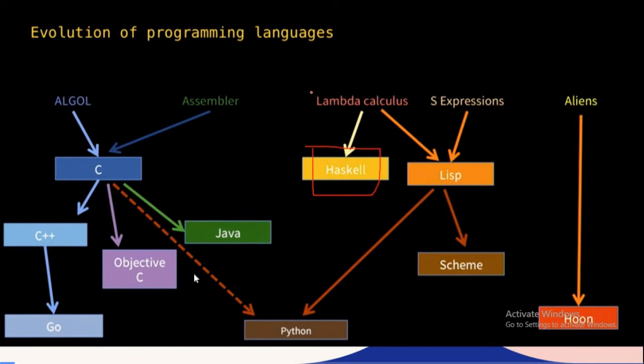Its background actually comes from lambda calculus, which is a part of mathematics. Okay, so the Haskell language is a little bit different from other languages. Why, that I'll tell you later.